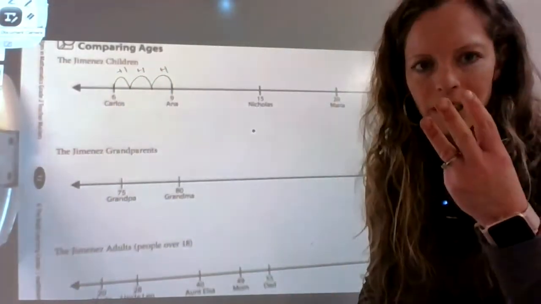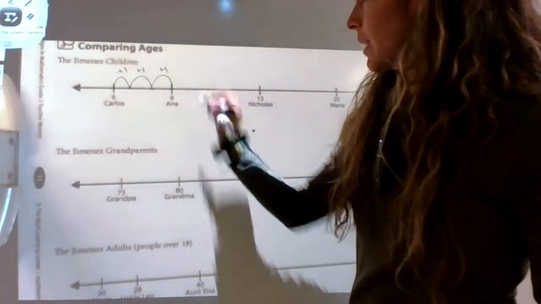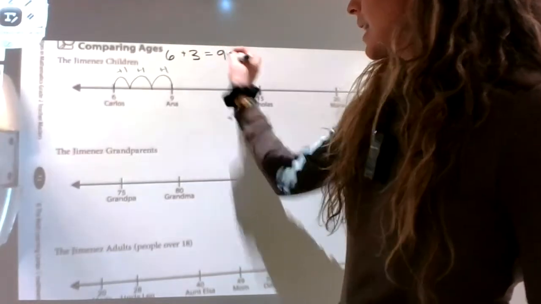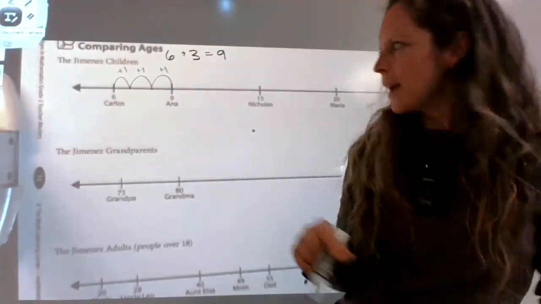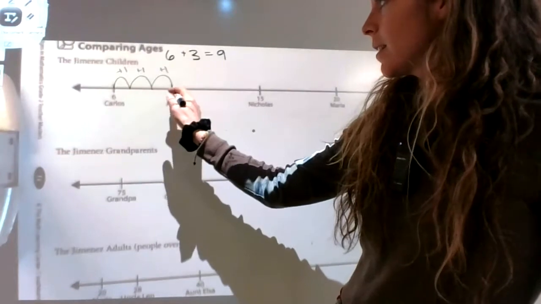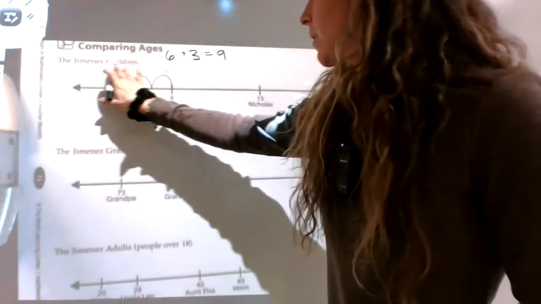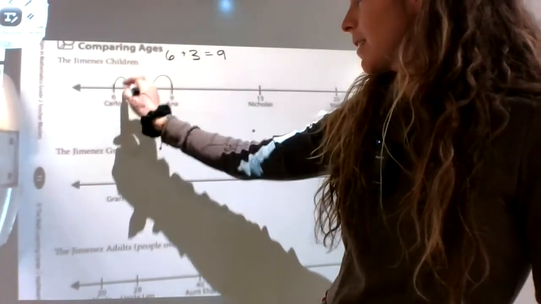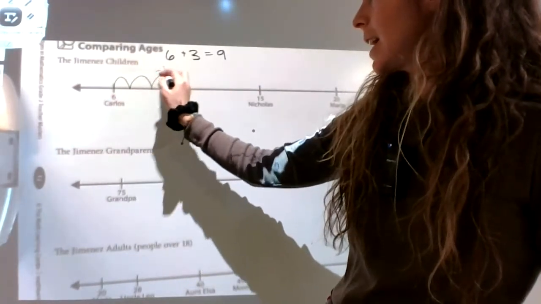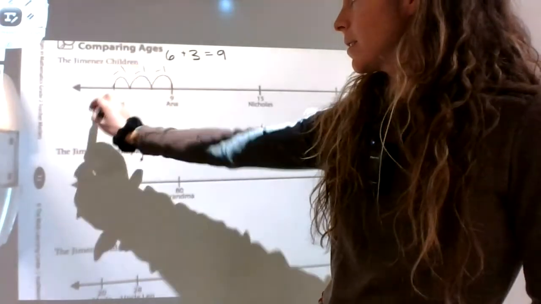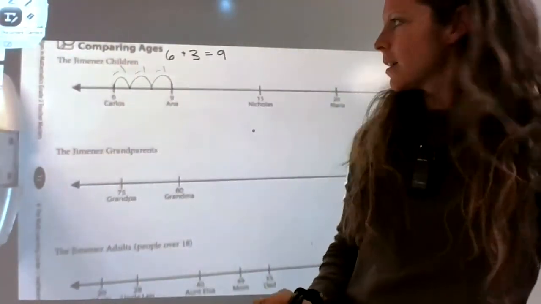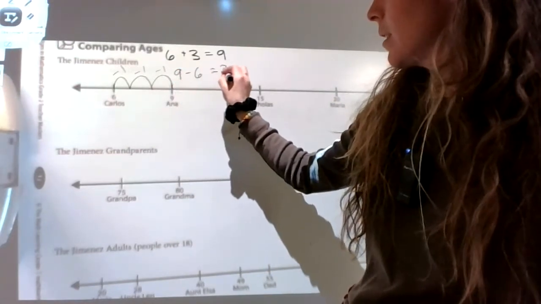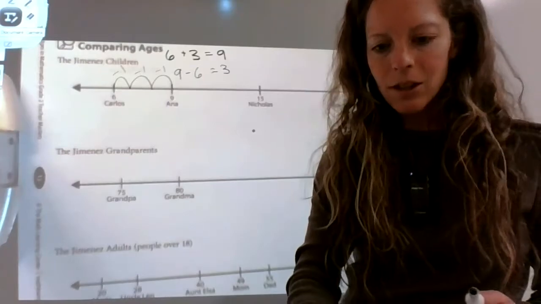there was 3 little jumps. So I can see 6 plus 3 equals 9. I can also do it the other way. If I'm at 9, I can go backwards. 9 minus 1, minus 1, minus 1. So 9, 8, 7, 6. I landed at my target that way. So 9 minus 6 equals 3. That's how I got my answer.